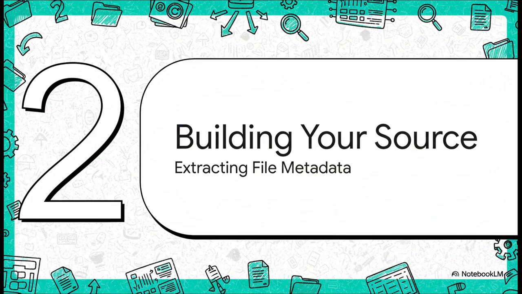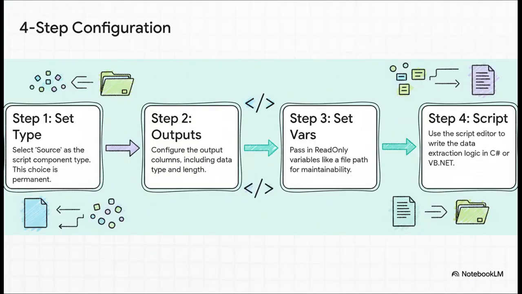Okay, enough theory. Let's see how this actually works in practice. We're going to walk through a perfect real-world example from the source article, grabbing all that juicy metadata from a folder that's just full of files. Getting this set up is actually a pretty straightforward 4-step process. First up, you just tell SSIS, hey, this component is going to be a source. Second, you define what your output data is going to look like, the columns. Third, you can connect it to variables, like a folder path, so your script is nice and flexible. And then finally, step 4 is where the magic happens. You write the actual script logic.